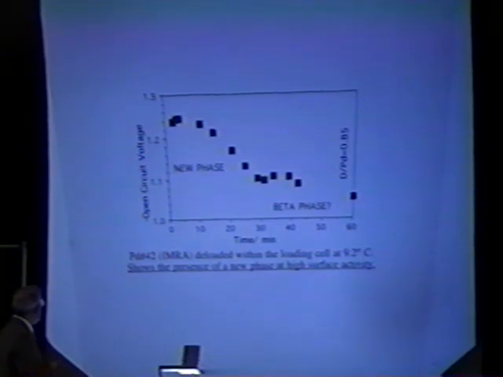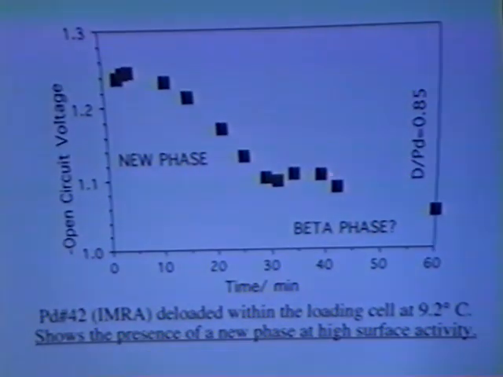This is the same kind of deloading, open circuit voltage versus time, but this material was making excess energy at the time it was deloaded. And you can see an entirely different behavior. It drops down, and then there's a rest, and then it drops down again. It continues on. All of this is still in the beta phase. This indicates that when excess energy is being produced, another phase exists on the surface other than the beta phase. And that will decompose slowly if the current is turned off, and then convert to the beta phase.